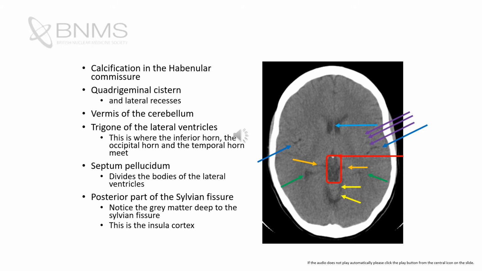On the next slides, with the red arrow, we can see calcification within the habenular commissure. This is one of the deep white tracts within the brain used to define the anatomical plane. Posterior to the commissure is the quadrigeminal cistern within the red oblong, and we can see the lateral recesses indicated by the two yellow arrows.